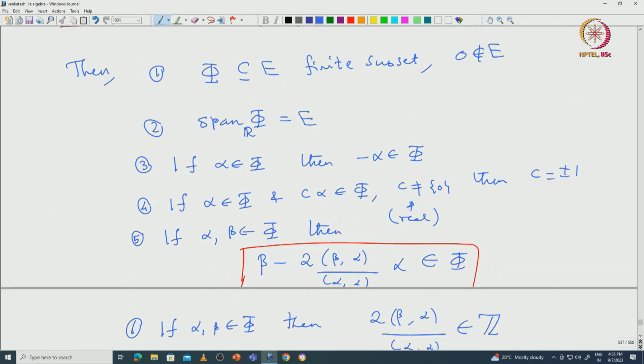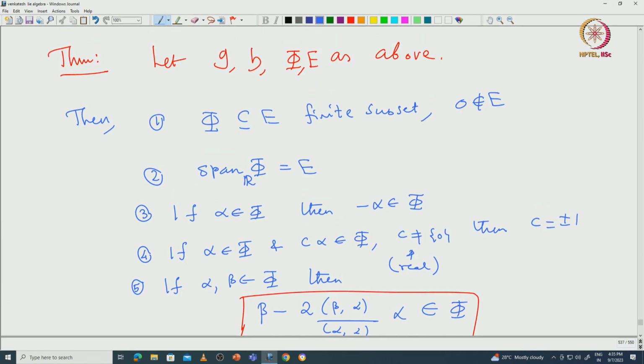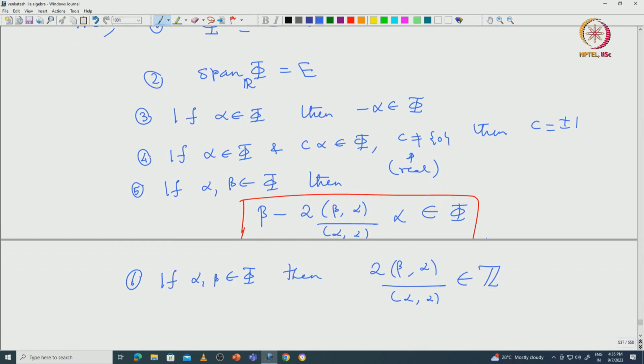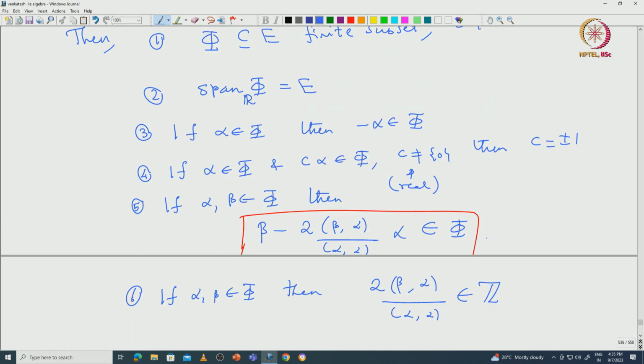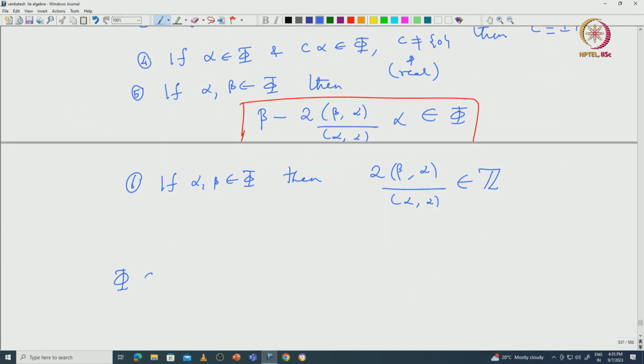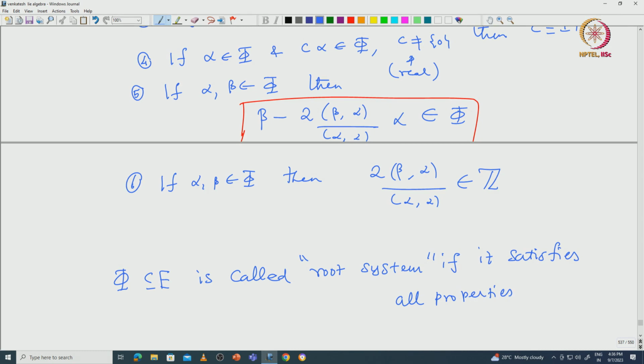So, if a finite subset that does not contain 0 satisfies all these conditions, then it will be called a root system. So, this phi inside E is called a root system if it satisfies all the properties in 1 to 6. So, this is the definition of a root system.